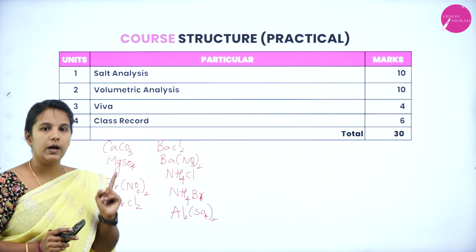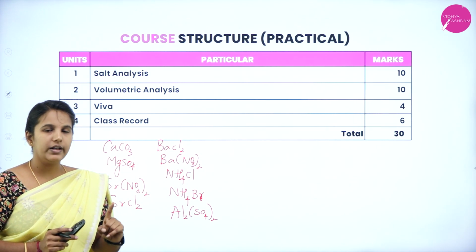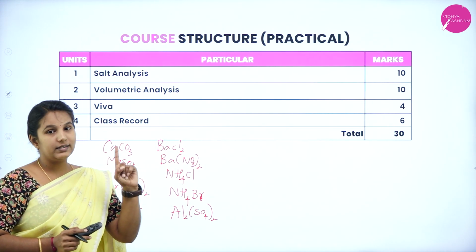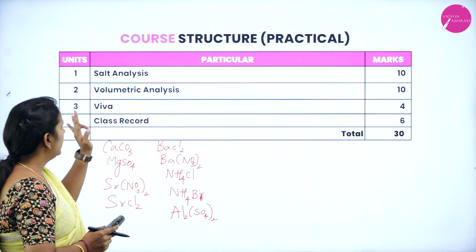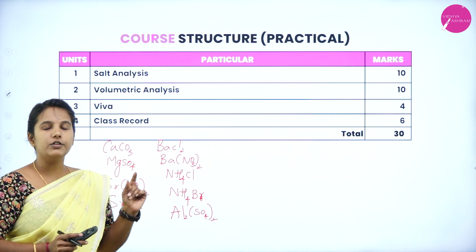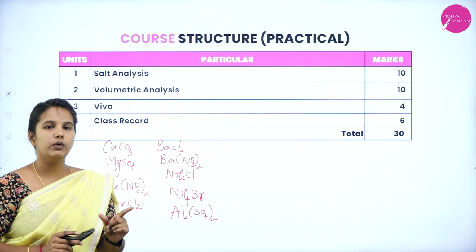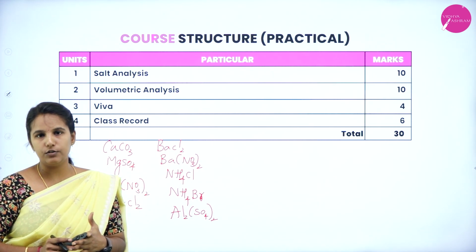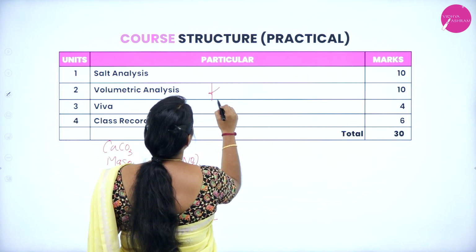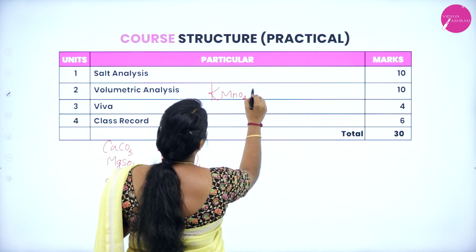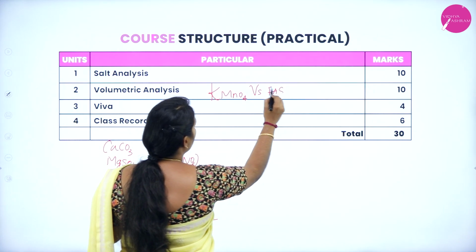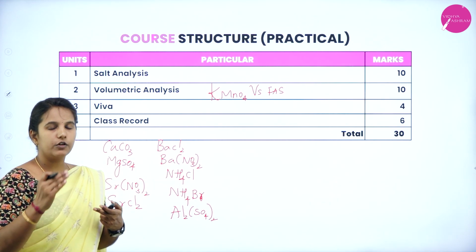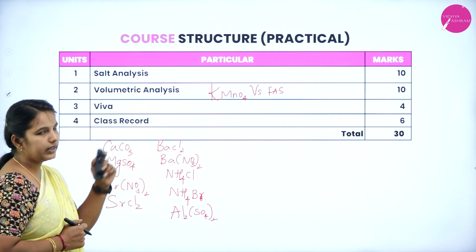You need to do the preliminary test, and you need to identify the 1 acid radical and 1 basic radical which is present in your salt. If you do it correctly, you'll get 10 marks for that experiment. Okay. Coming to the volumetric analysis, you are going to do the titration by calculating the strength of potassium permanganate versus FAS solution. So you are going to do the titration of KMnO4 versus FAS, that is ferrous ammonium sulfate solution. For doing the proper experiment and writing the tabulations with the calculations, you'll get 10 marks.